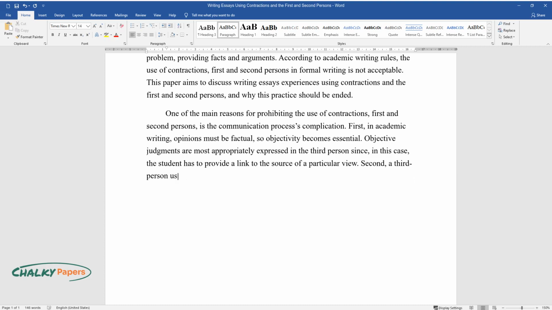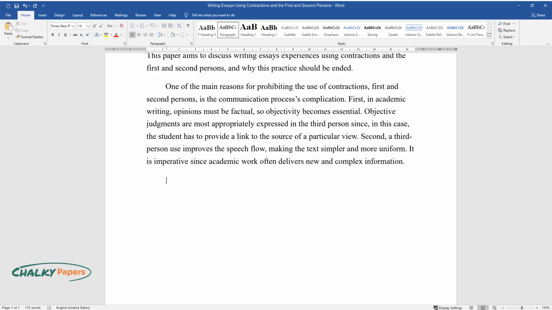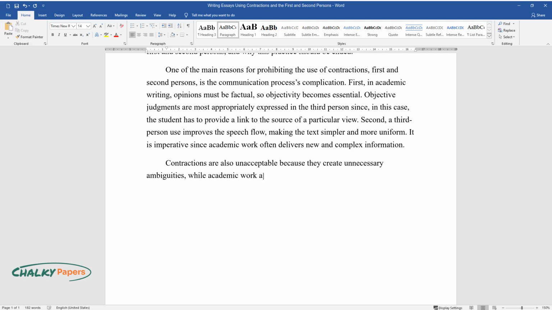Second, a third person use improves the speech flow, making the text simpler and more uniform. It is imperative since academic work often delivers new and complex information. Contractions are also unacceptable because they create unnecessary ambiguities, while academic work aims to clarify a specific issue.